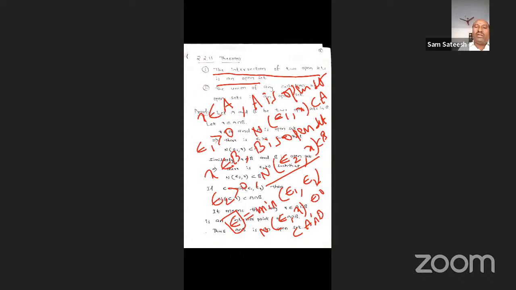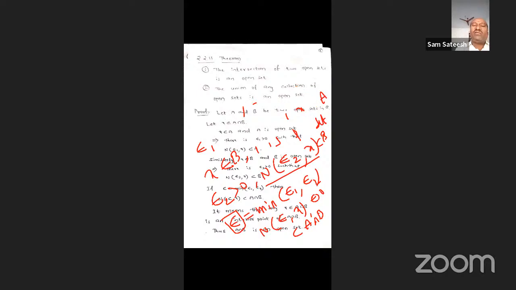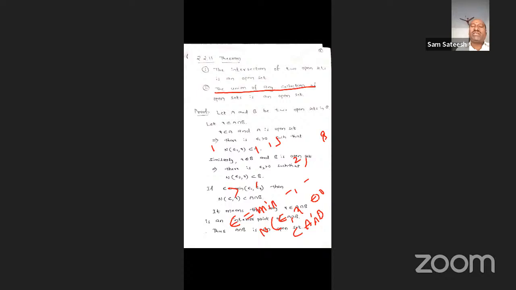Okay, this is the first one. And next, let's take the union of a collection of open sets. This is the second one. We are underlining it on page number 25. You can see the union of any collection of open sets is an open set.